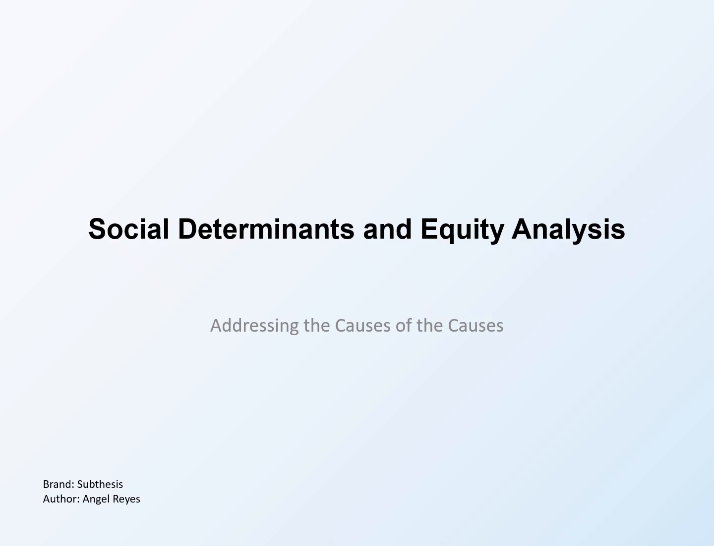Welcome to Lesson 3. Today we're going to talk about something that should be at the heart of everything we do in public health, but too often gets pushed aside. We're going to explore social determinants of health and equity analysis. This is about understanding the causes of the causes. Why do some communities have higher rates of chronic disease? Why do some populations live shorter lives? The answers rarely lie in individual behavior alone. They lie in the conditions in which people are born, grow, live, work, and age.